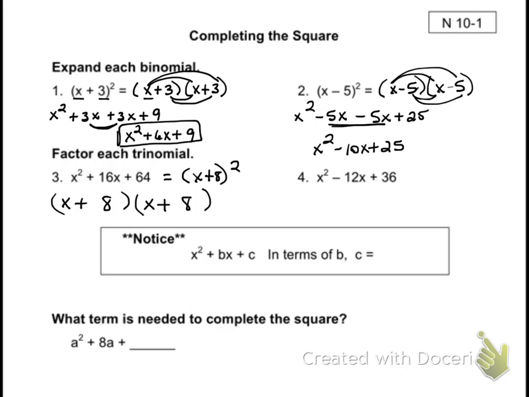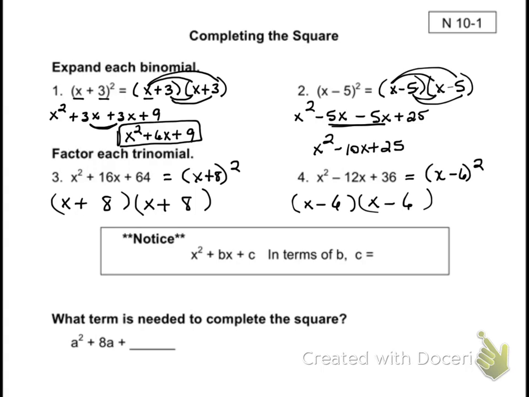So let's look at the next one. We have x, we have x. We have minus and minus because the last term is positive. That tells me their signs are the same. The first term is negative. That tells me they're both negative. So two numbers that multiply to be 36 and add to be 12 would be 6 and 6. So that's going to factor to be x minus 6 squared.